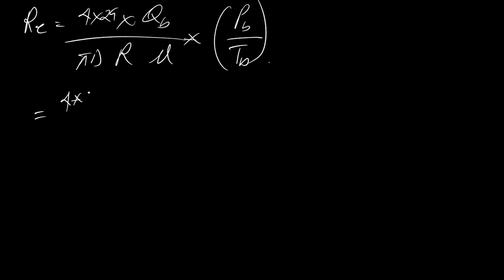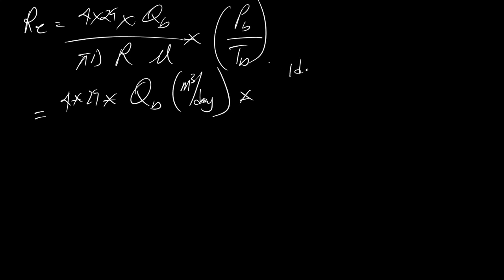So you have 4 times 29 times the flow rate, which is in meter cube per day. Now we need to change this day to seconds. So we know that 1 day is equivalent to 24 hours. Now to change this hour to minutes, we know 60 minutes is equal to 1 hour, times, we need to change this minute to seconds. So 60 seconds is equal to 1 minute.